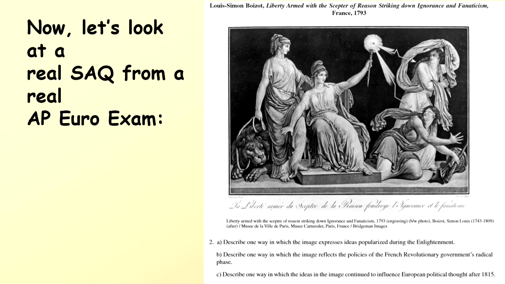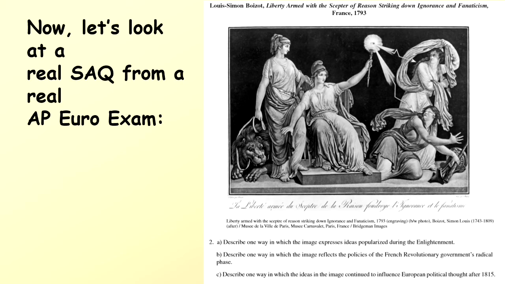Now let's look at a real SAQ from a real AP Euro exam. And this is from the 2019 exam. And this was question 2, which means if you look back on the chart, that this has a primary source stimulus. And so what we see is we see this image. We see its source, where it came from, when it happened, France. We also see a translation of what the caption says.